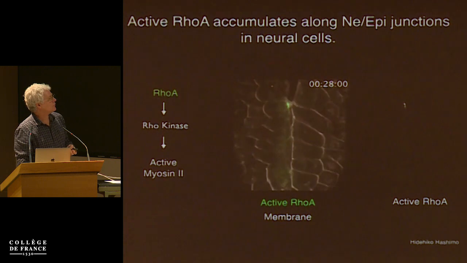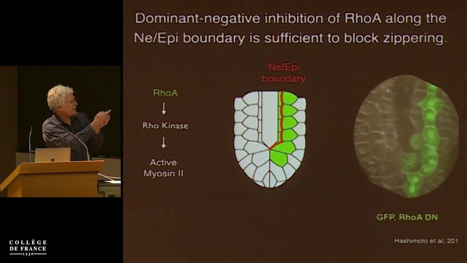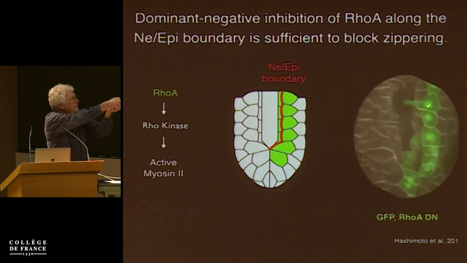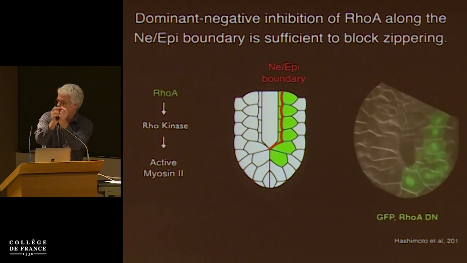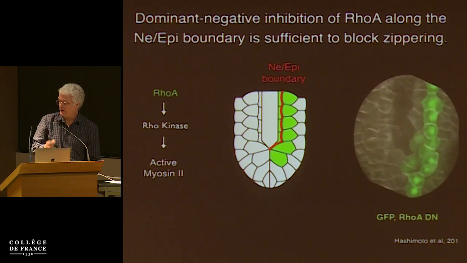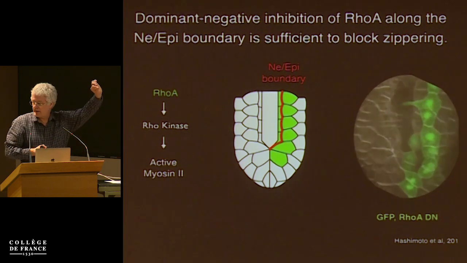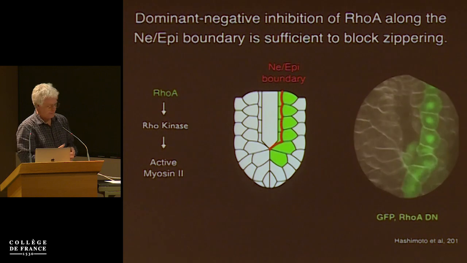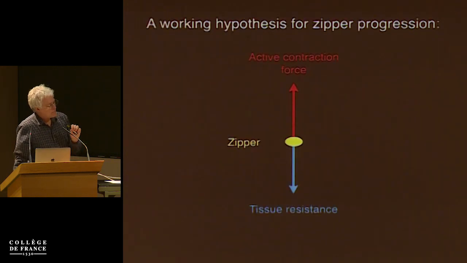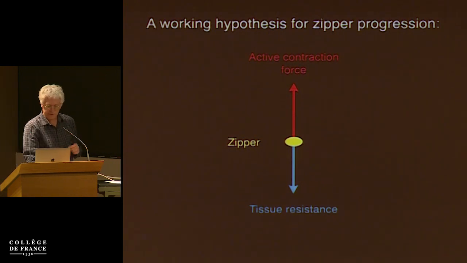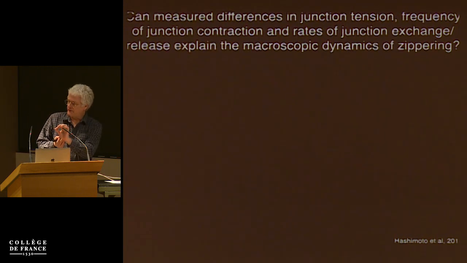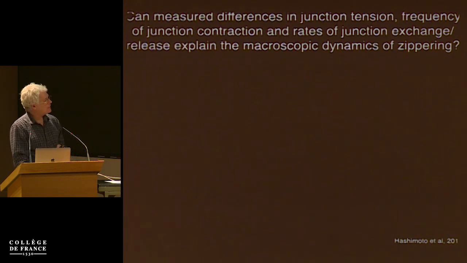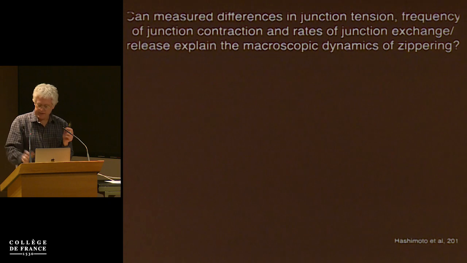And if we now use tissue-specific expression of a dominant negative inhibitor of RhoA, inhibiting RhoA just on one side of the embryo, only in the cells right along the boundary, is sufficient to completely block zippering, which says that it's local activation of Rho along this boundary driving actomyosin contractility, which is driving this process. So the basic picture that emerged from this is one, as I said before, of active force ahead of the zipper, tissue resistance behind. And we wanted to use simple computational models to ask whether the pattern of tensions that we measure by laser ablation could be sufficient to explain the kinematics of zippering that we observe.